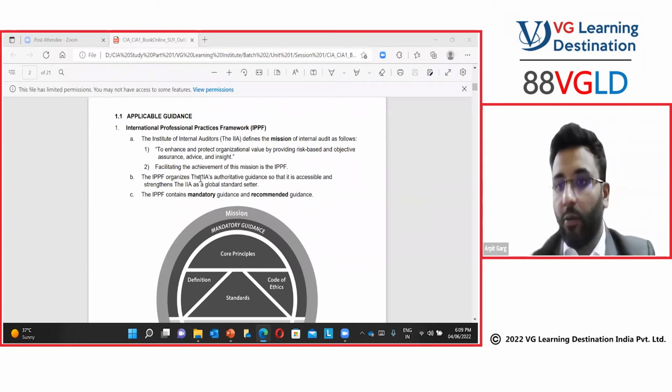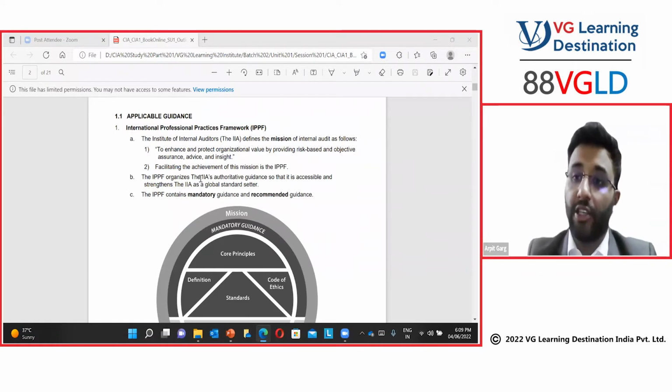So let's start once again with the mission of internal auditing. Now, this is very important. Sometimes in the examination, a direct question may be asked: what is the mission of internal auditing? And there could be various examples to it.